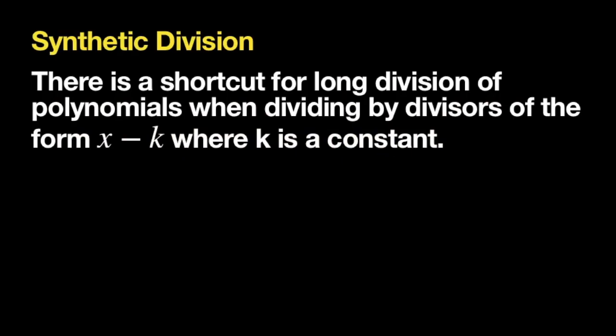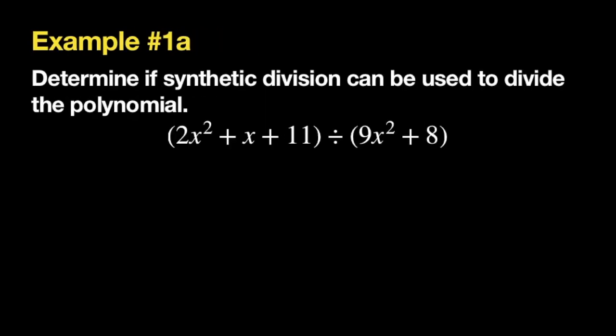Synthetic division is going to be a shortcut that can be used instead of long division, but you can only do this whenever you have a variable x minus k, where k is going to be a constant. Your k could be a positive number, and we're going to see different examples. For example 1a, we're just going to determine whether we can use synthetic division.